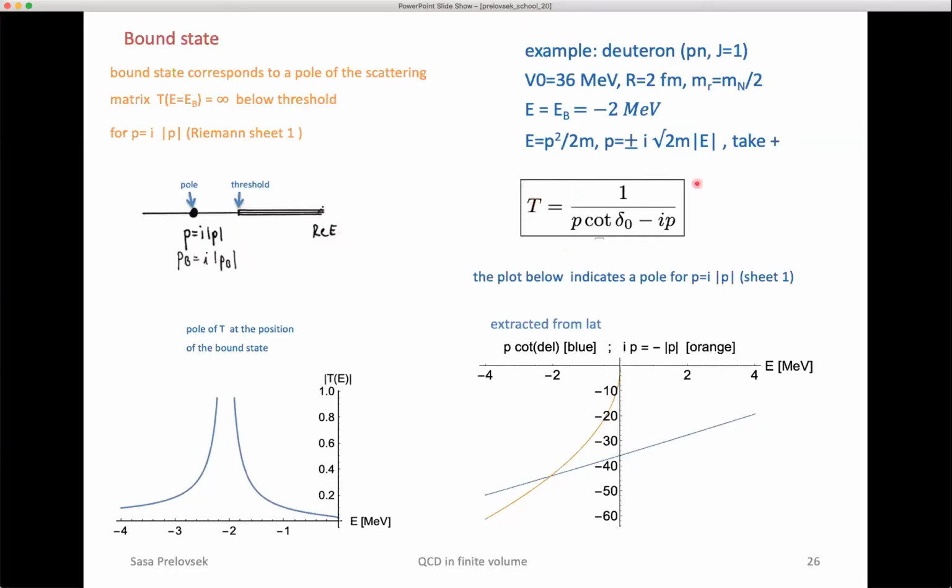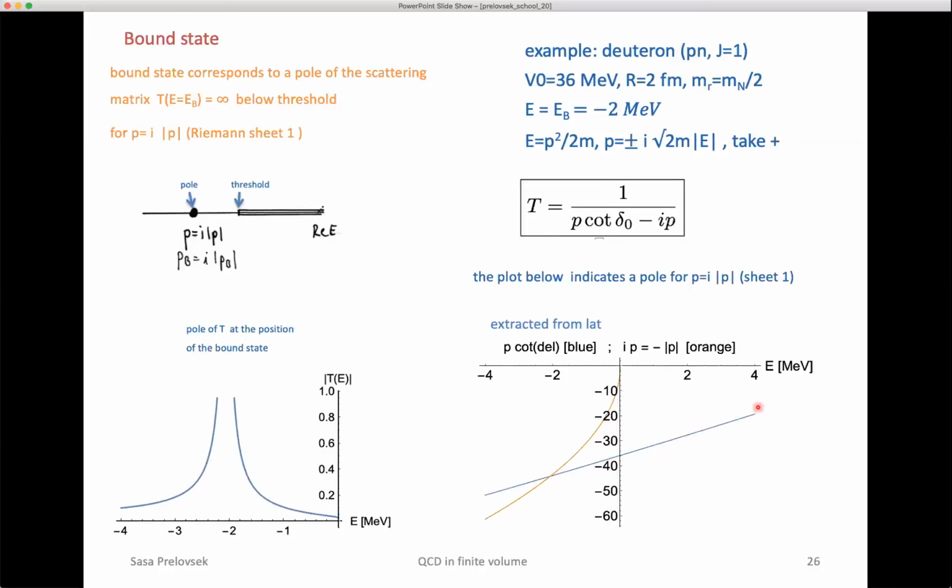So this is the scattering amplitude. Where is the pole of this? When this is equal to this. So basically what we do is extract from the lattice P cotangent delta. This we can extract using the Lüscher formalism, which I'll explain next time. So we extract this and plot it. Suppose on the lattice your data tells you that P cotangent delta is this blue line, okay?